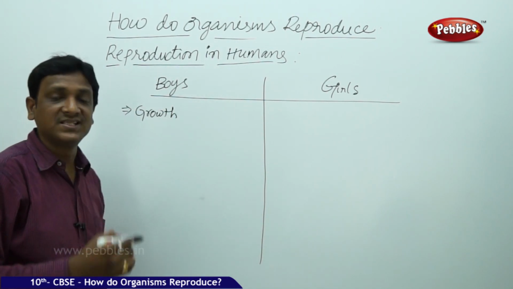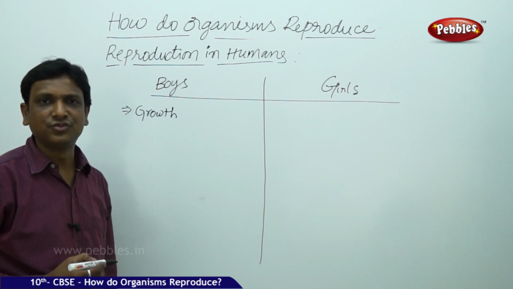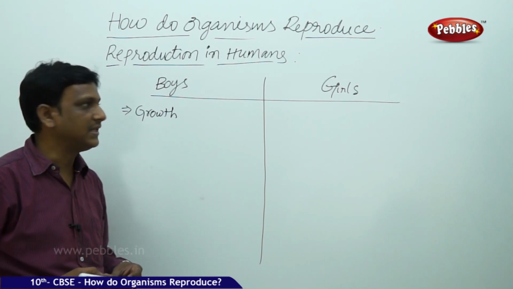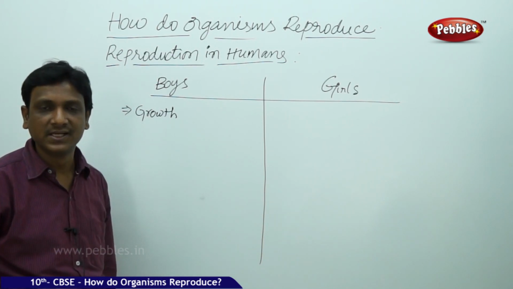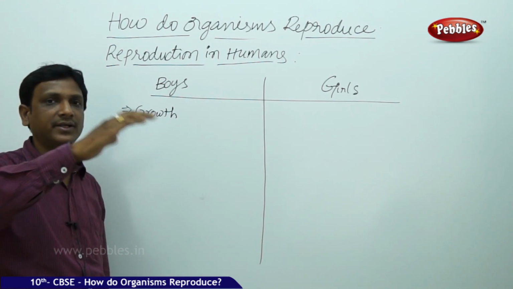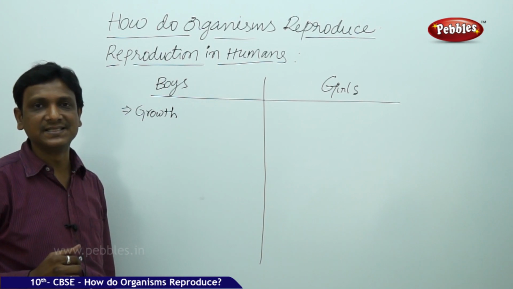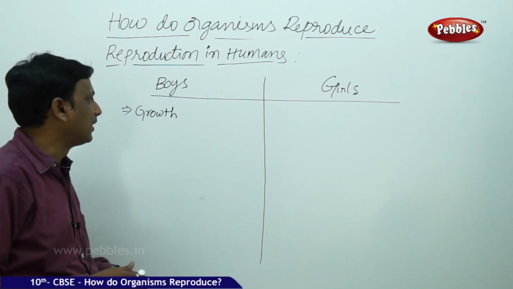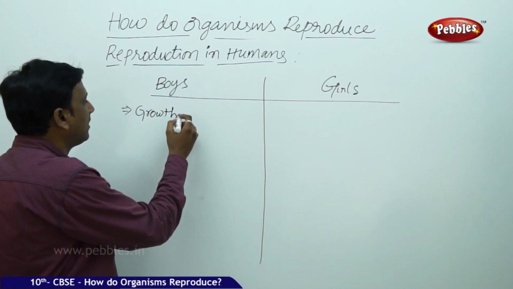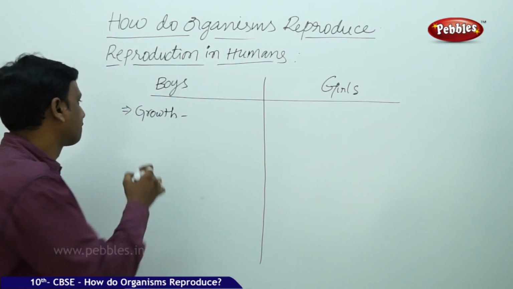The growth is at maximum rate. So quickly, so fast they grow up. Till the age of 12, they'll be like small kids. Suddenly they start increasing in height. They go to 5 feet, 6 feet tall. The length of the bones increases. So that is the one noticeable character we observe, the initial thing we observe: growth.